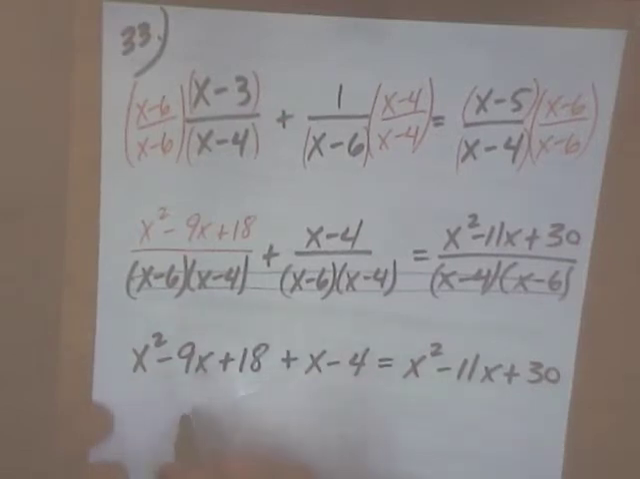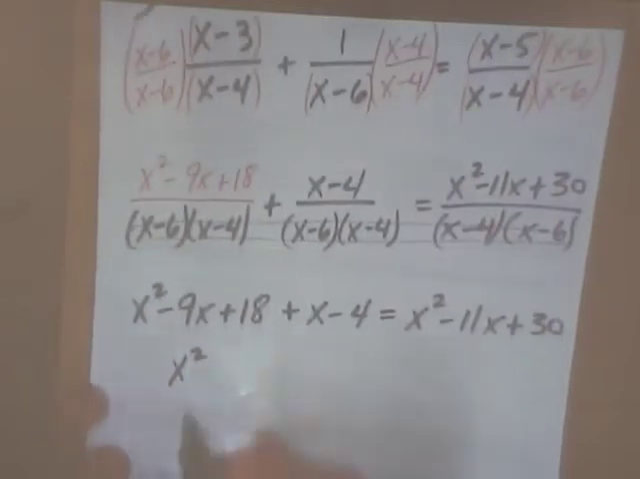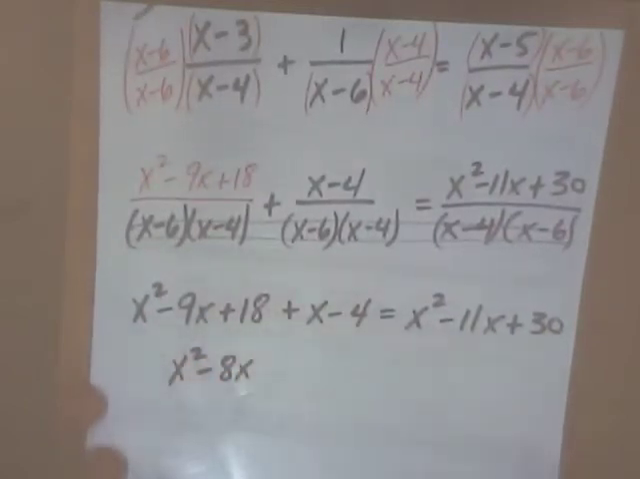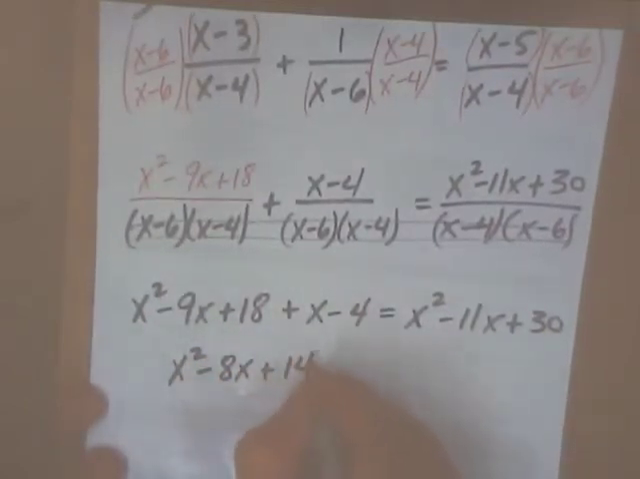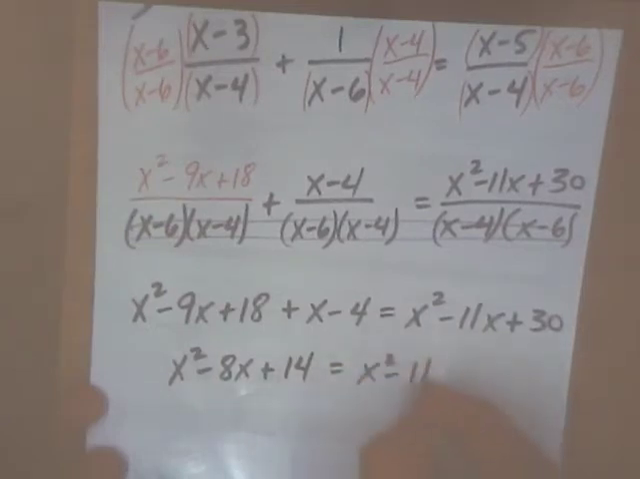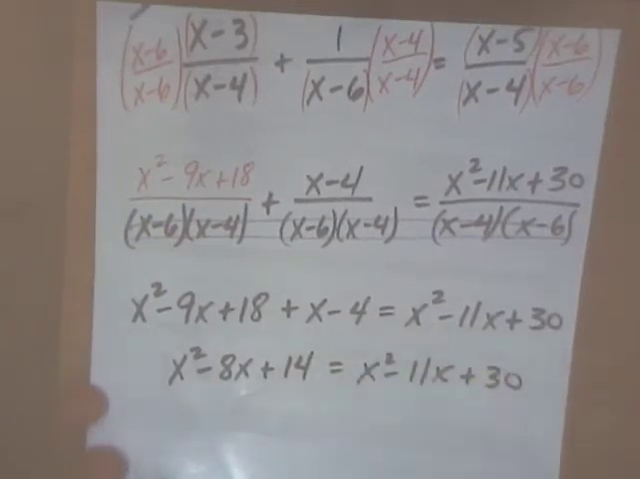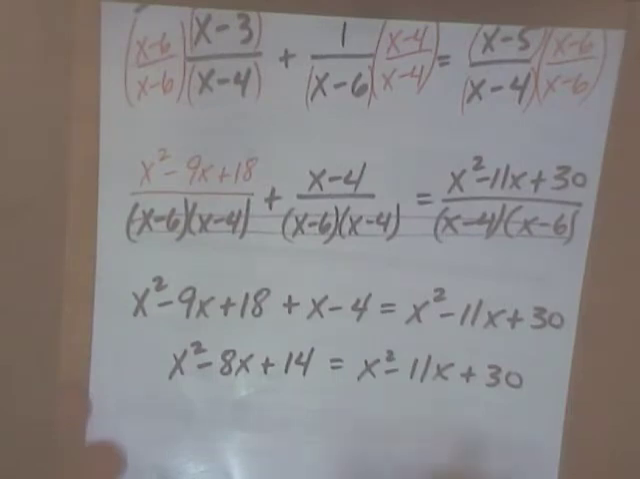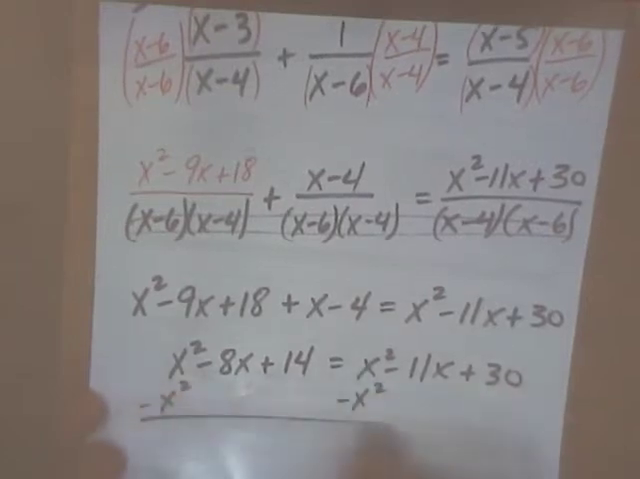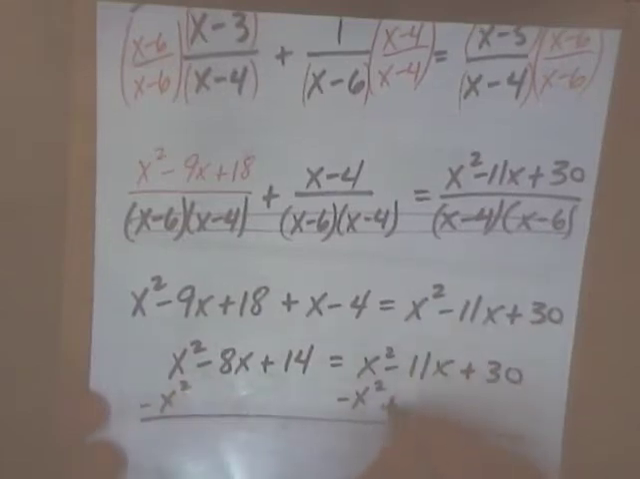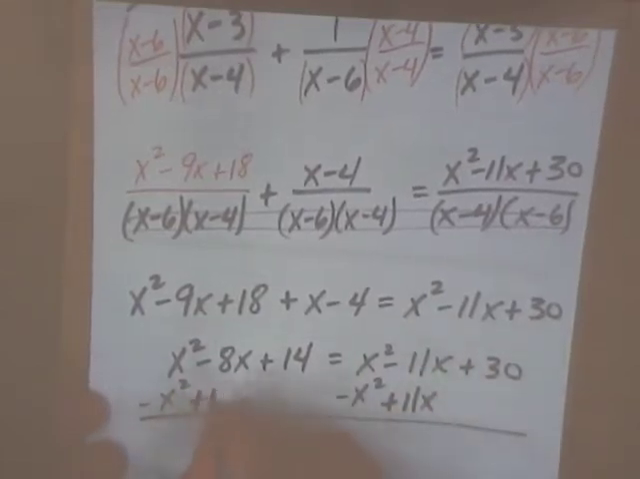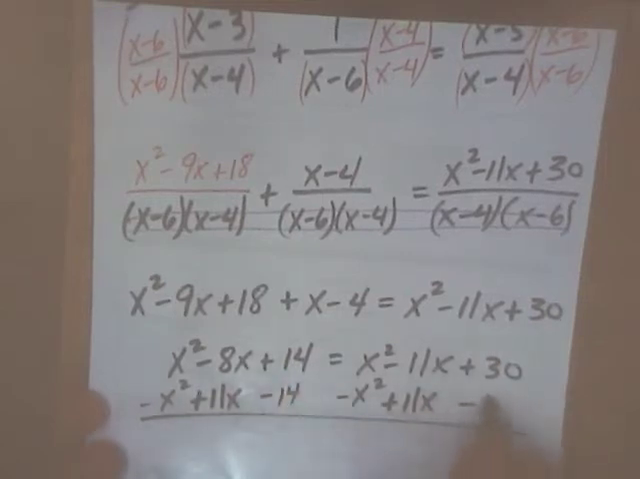Combine some like terms on the left hand side. I've got x squared minus 8x plus 14 equals x squared minus 11x plus 30. I'm going to move everything over to the, no, actually my x squares will cancel out, won't they? So I'll move my 11x over to the left, plus 11x, plus 11x, and I'll move the 14 over to the right, minus 14, minus 14.